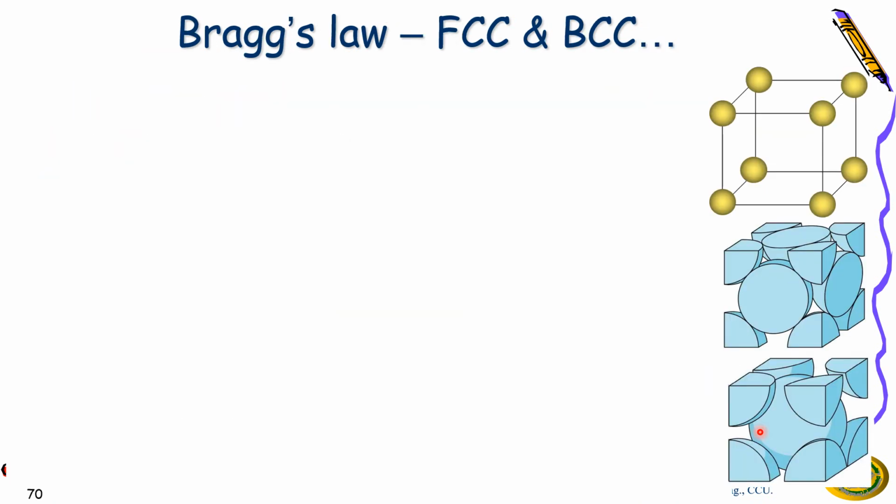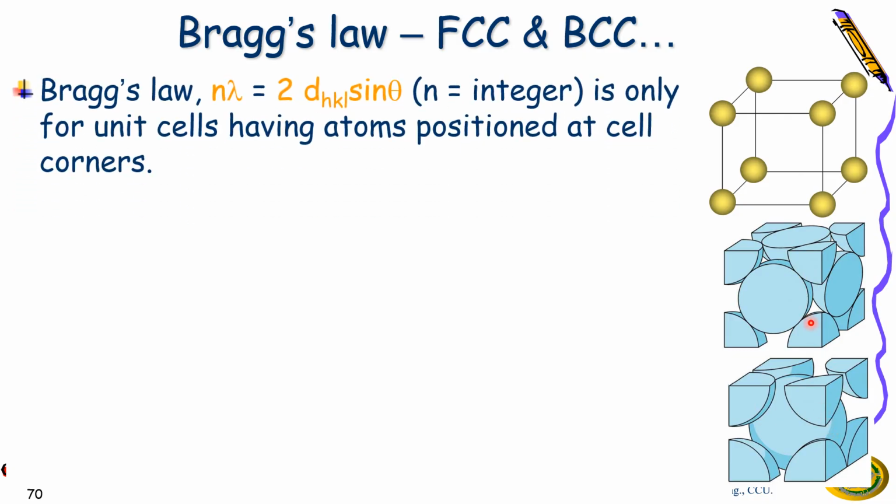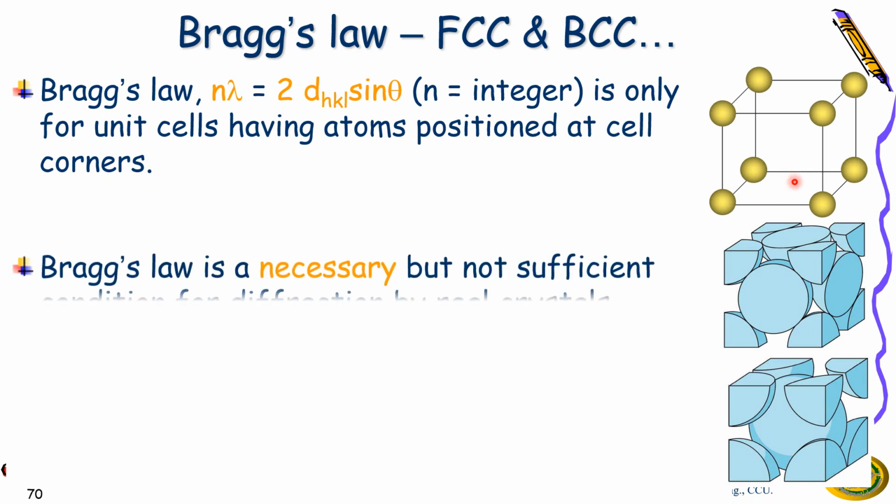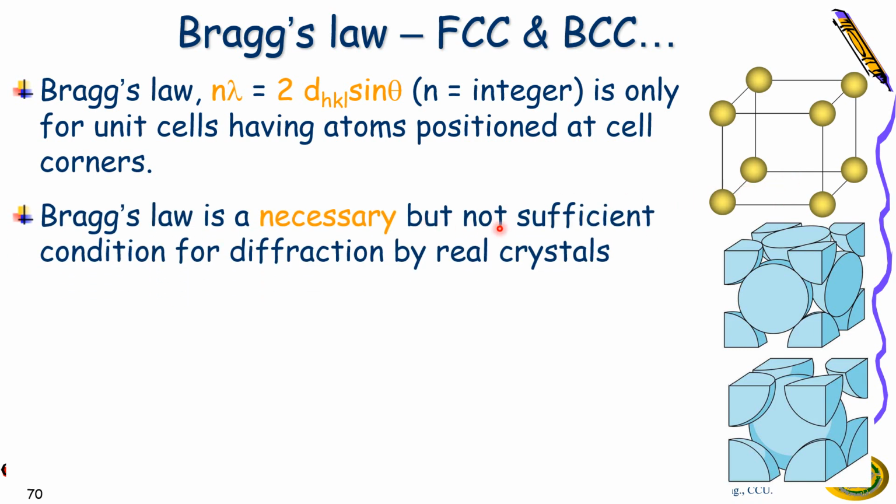Right. However, just now we are talking about a very simple case, which is a simple cubic structure. But if you have BCC or FCC, sorry, this is FCC, this is BCC, it's a little bit more complicated. Okay? So for Bragg's law, n lambda equal to 2d sine theta is only for unit cells having the atoms positioned at the cell corners. Simple cubic, right? So Bragg's law is a necessary but not sufficient condition for diffraction by a real crystal.